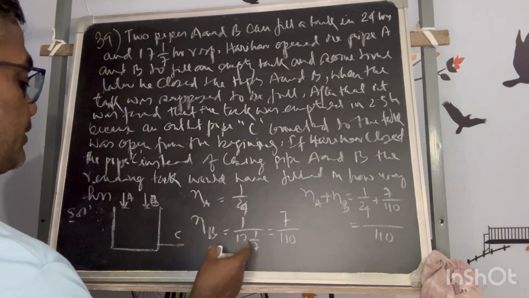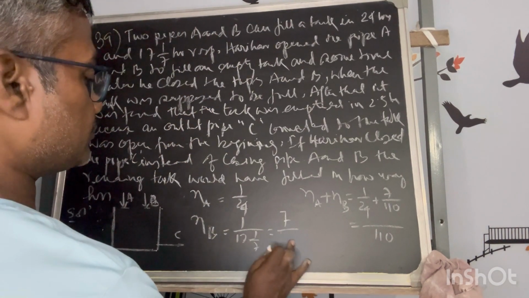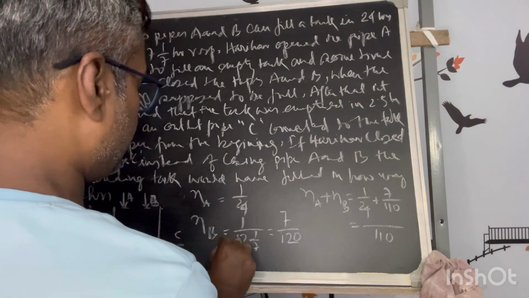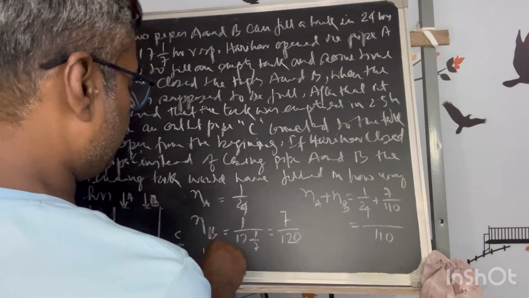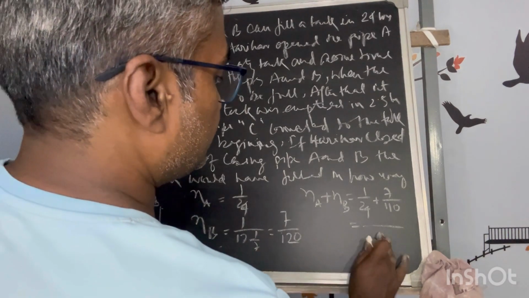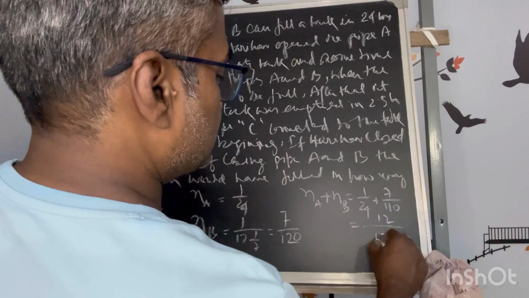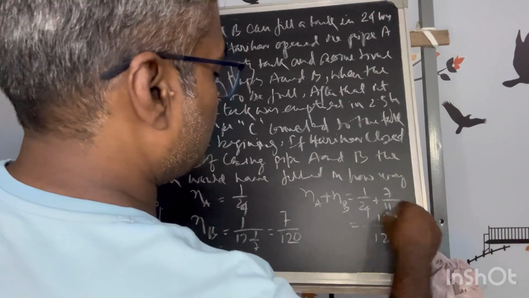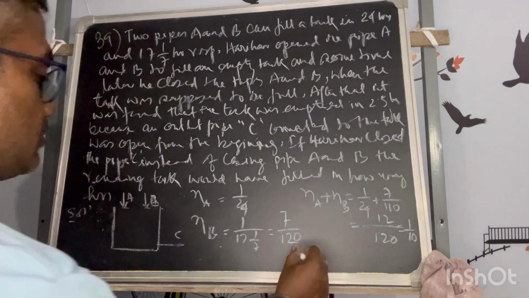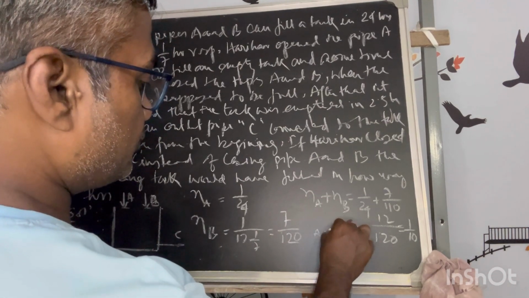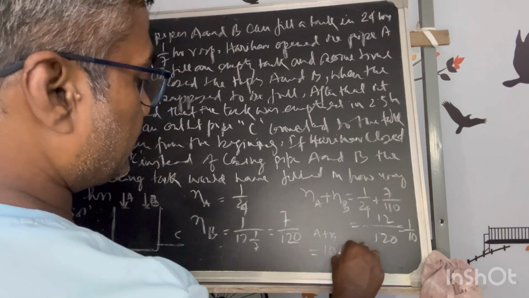7 7 is 49. This is 120. 7 7 49, 4 7 4, 11 plus 1, 119. This is 5 plus 7, 12. So this will become 1 by 10. So all together they are filling 1 by 10, so they need 10 hours. So A plus B together can fill in 10 hours.